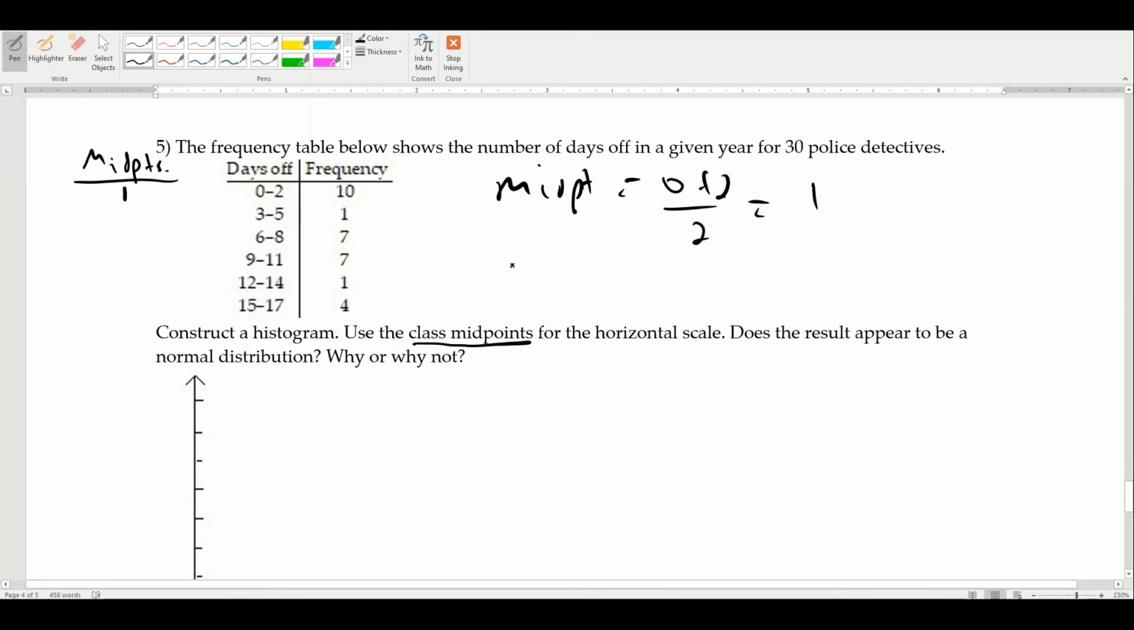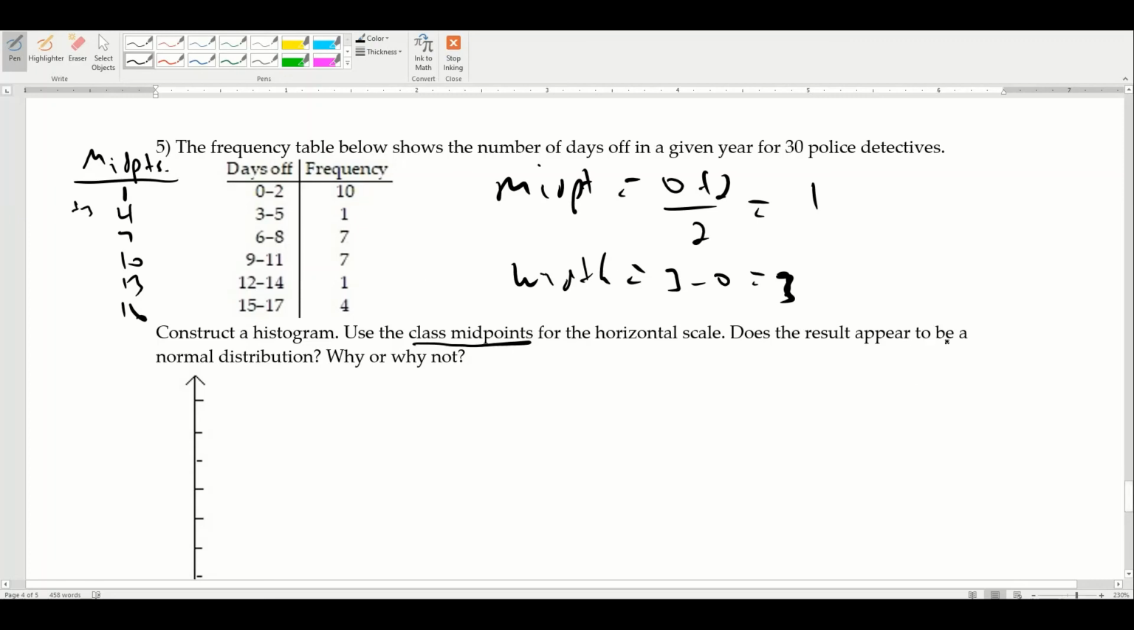Now if you take a look at this, the width is going to be 3 minus 0, which is 3. So if I have the width of 3, my first midpoint is 1, that means I'm just going to add 3 to get the next one. And then 3, and then 3, and then 3, and then 3. And if you take a good look at it, it's the one in the middle. So I'm going to use those and my frequencies to draw the histogram.